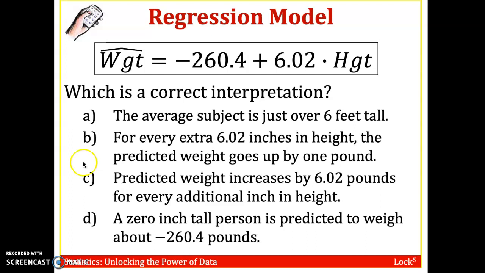All right, let's look at an example here where we have weight. The predicted weight is equal to minus 260.4 plus 6.02 times height. So what would be the correct interpretation? A, the average subject is just over 6 feet tall. B, for every extra 6.02 inches in height, the predicted weight goes up by 1 pound. C, the predicted weight increases by 6.02 pounds for every additional inch in height. Or D, a 0-inch tall person is predicted to weigh about minus 260.4 pounds.